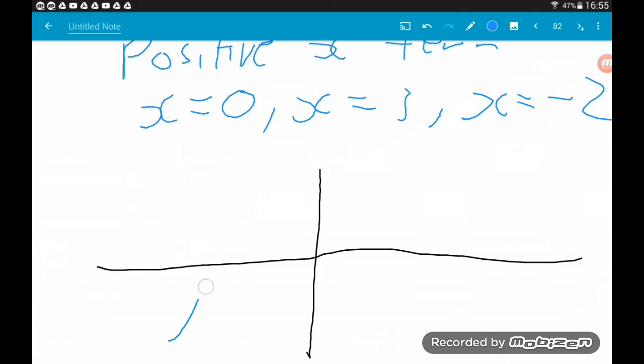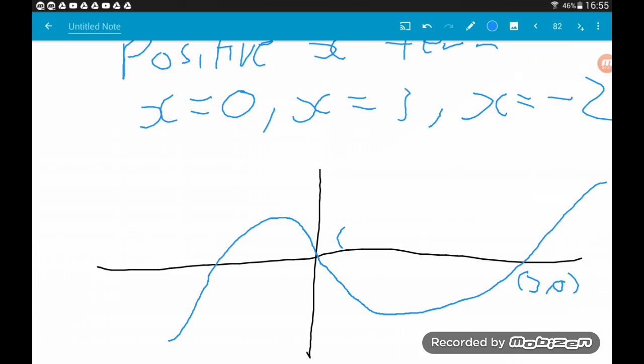So, it's going to look something like this, and then it's going to get down, and then it cuts the x-axis again at x equals 3. So, we just need to label these points. So, this guy would be (3, 0). This guy over here would be (0, 0). And then this guy is (-2, 0). Like that. So there's a sketch of our graph.